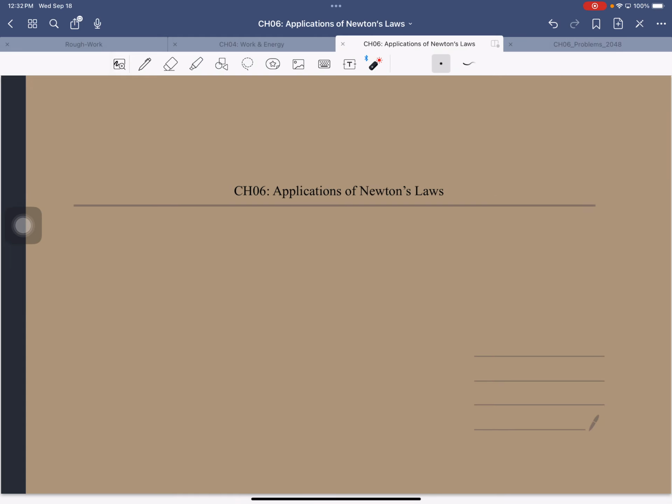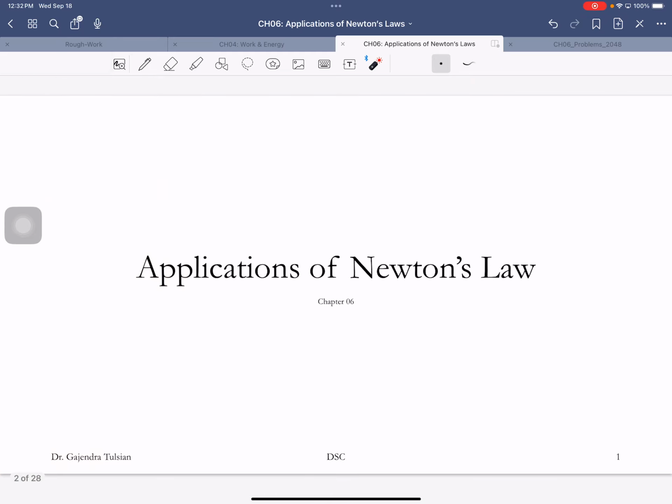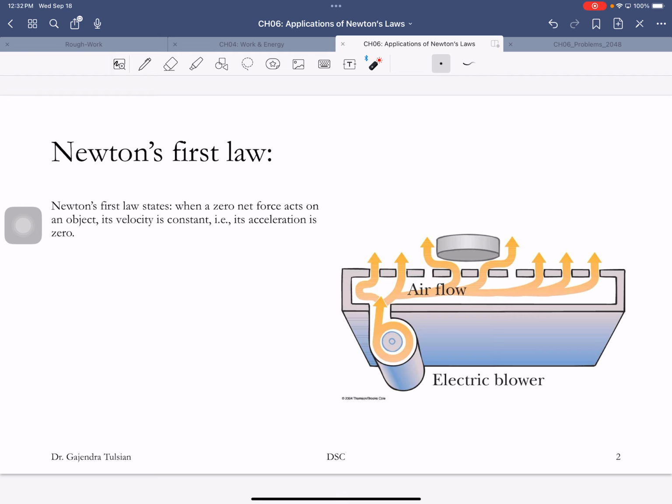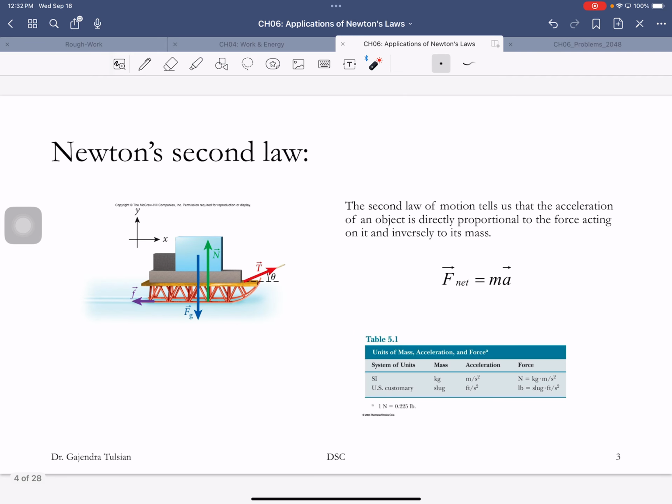Okay, in the last chapter you saw the 3 Newton's laws of motion. And today we'll do applications of those laws. We'll quickly review the 3 laws first. We'll remind you of the 3 laws, and then we'll look at applications. So let me start off with Newton's second law first.